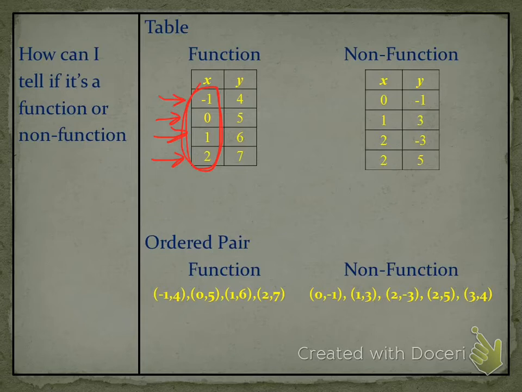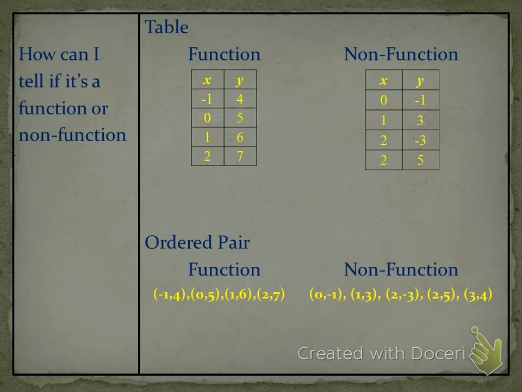I go over here and I look at the non-function table. I see that the 2 is listed twice. Up here the 2 is dating the -3, and down here that 2 is dating the 5. That 2, bad kid. Shouldn't be dating more than one person. So that right there makes it a non-function. Tables are easy. Just look at the x's.